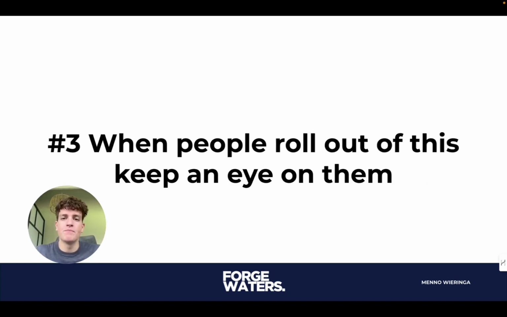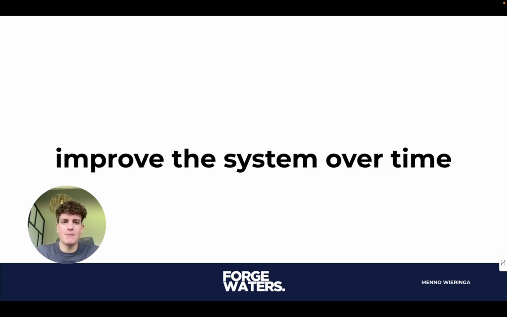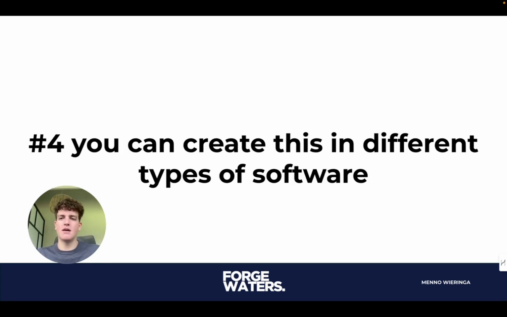So point 3, when people roll out of this system after the 2 days, keep an eye on them. It's not like you can just let them loose and they will definitely do everything right, okay? It's not like a magical pill. Improve the system over time. You want to make sure that you keep a very close eye on the people who roll out of the system, and you really watch what they still lack. What is working very well? What did they implement very well? And what are the things that could be better? And then you just keep on iterating.